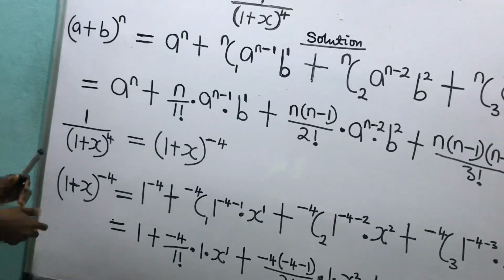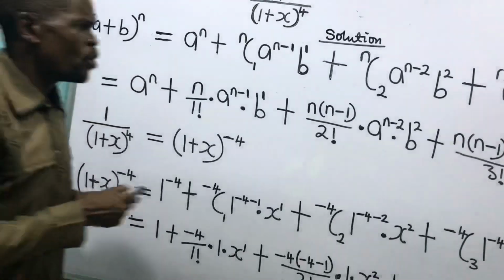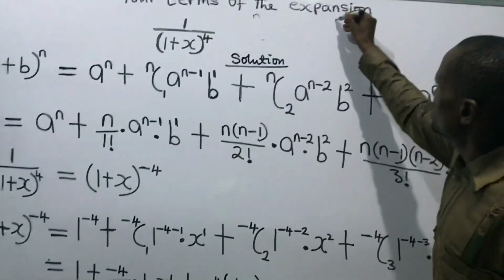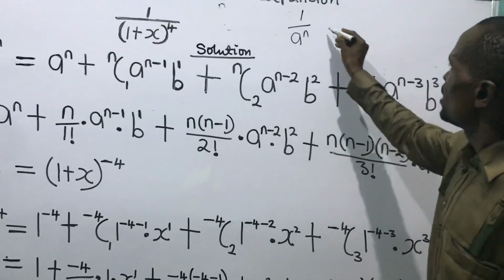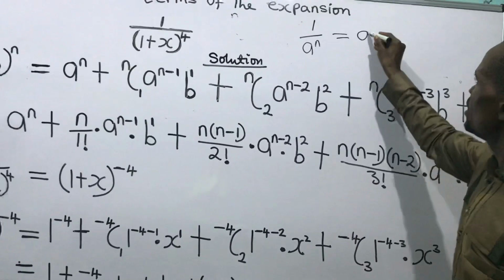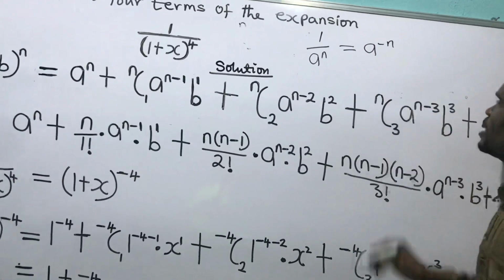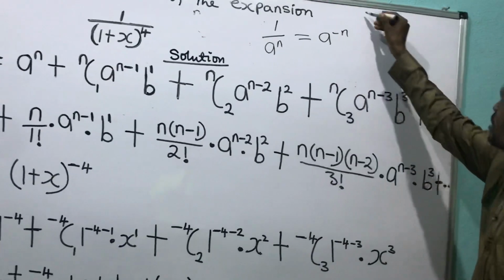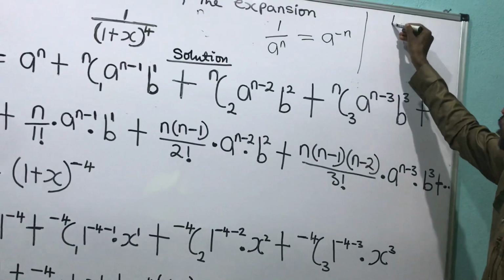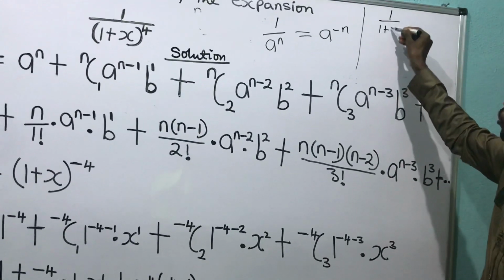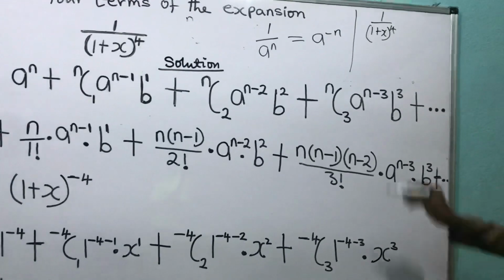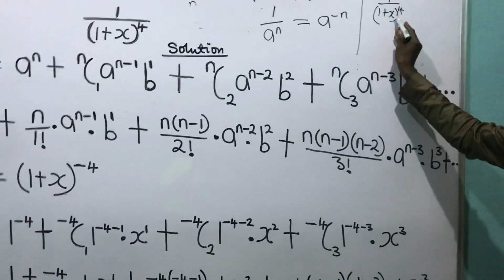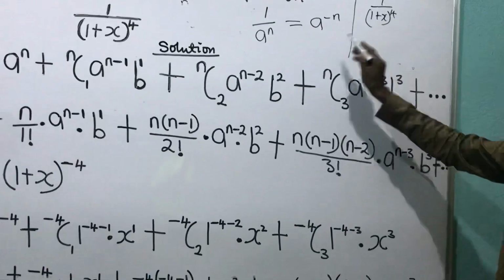I will recall indices. What did indices tell us? Indices told us that 1 all over A raised to power n can be written as A raised to power minus n. That means in this question, I have 1 all over 1 plus x all raised to power 4. What does it mean? In this case, 1 plus x is A. And this is what?